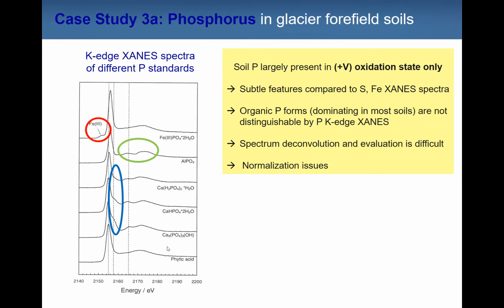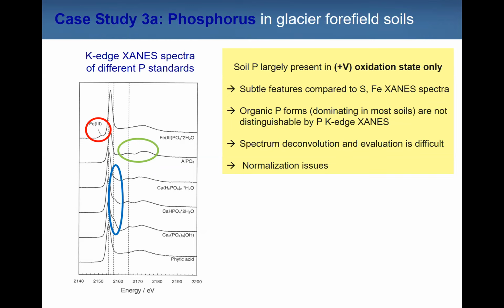And what is a pity with K-edge XANES, which is the easiest way to do XANES, at least in my opinion, is that you cannot distinguish between different organic P forms. So phytic acid is just the same as lecithin or others. There are only very subtle features which I don't want to really do LCF on. And organic P dominates strongly in soil. So the vast majority of the P in soils is hidden by very featureless spectra.